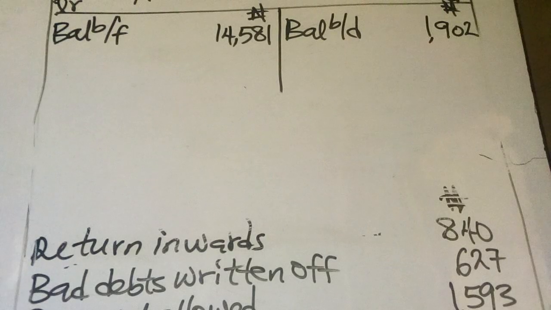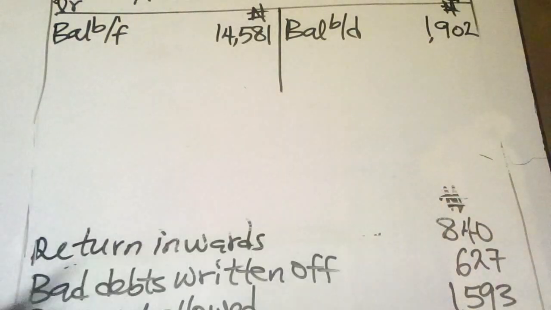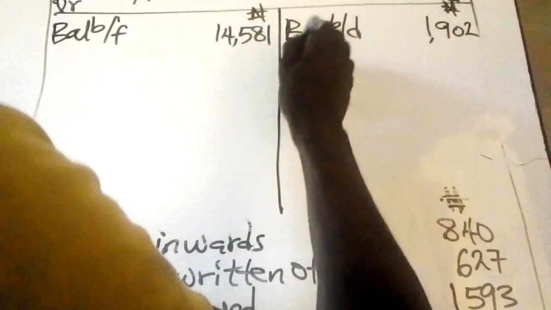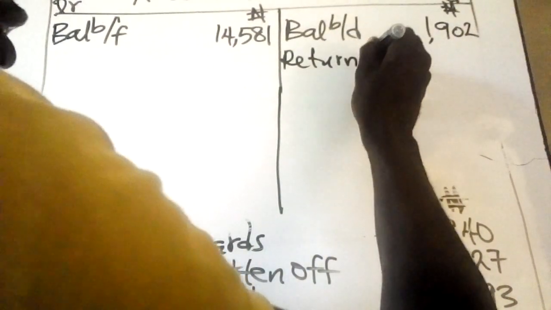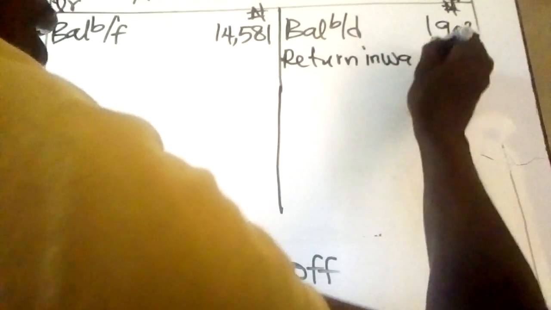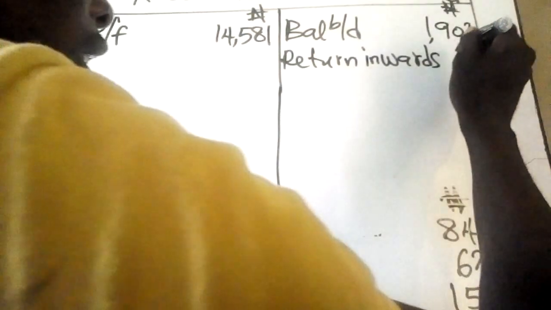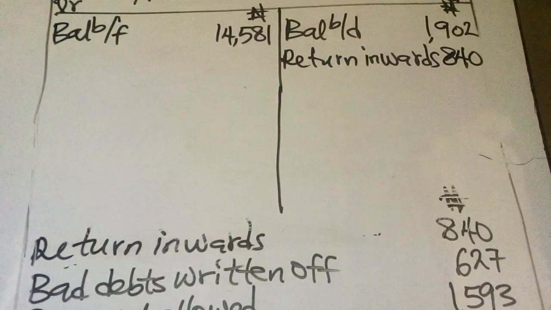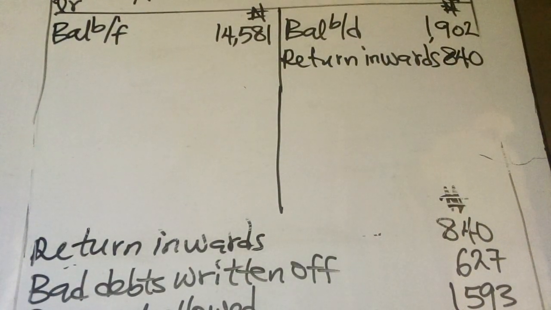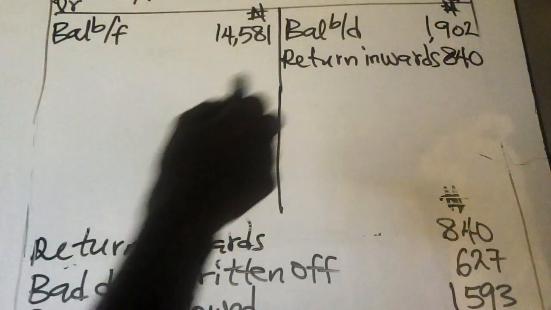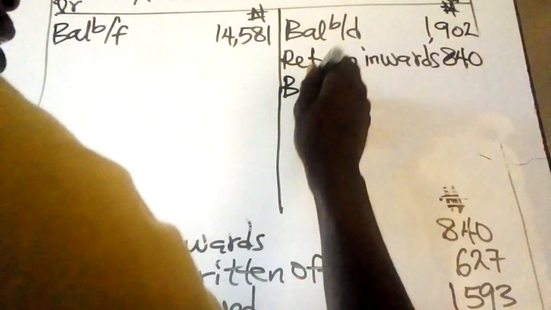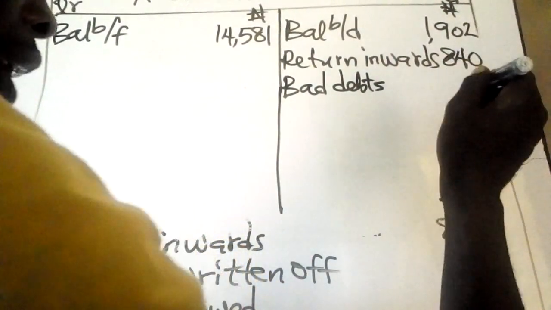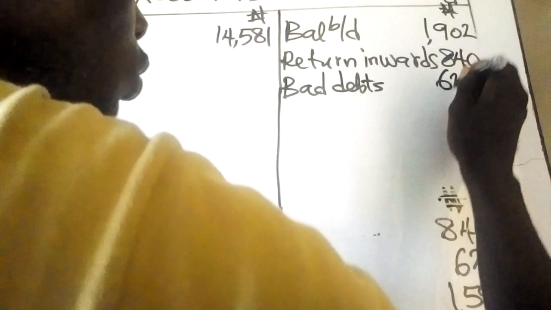You have the returns inwards. We said that will lead to a reduction in customers' debt, so you are going to record it on the credit side. Returns inwards of 840. Then you also have bad debts written off of 627, which will also lead to a reduction in customers' debt. Bad debts written off, that is 627.